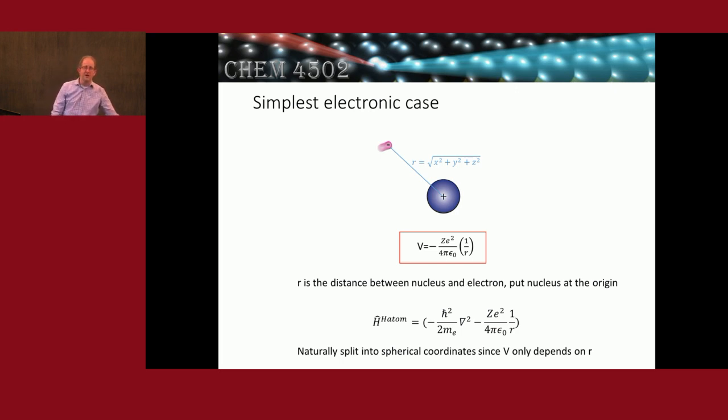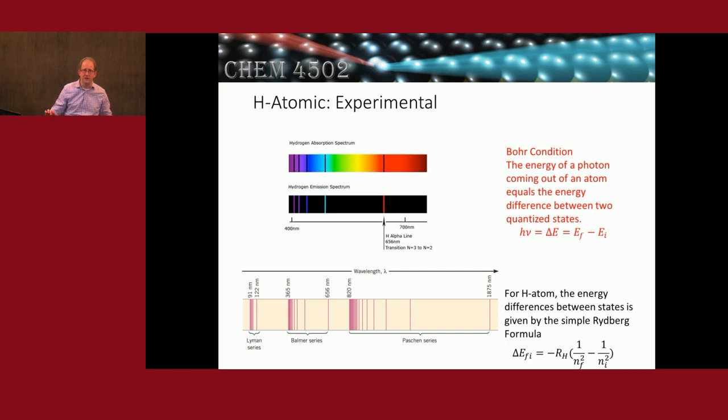Okay, so the potential energy only depends on the distance. And so a very natural thing to do is to not work in Cartesian coordinates, but instead to change this into spherical coordinates, just like we did for angular momentum. But before we do that, let's talk about what we're trying to do. So, this is the first time we're really looking at a real physical experimental system where we have real physical data that we can compare our results to.